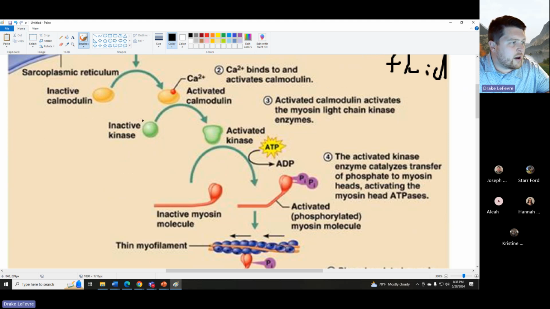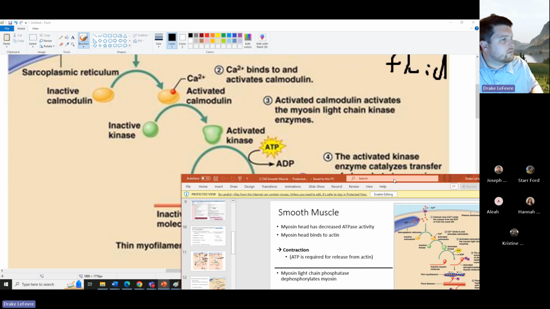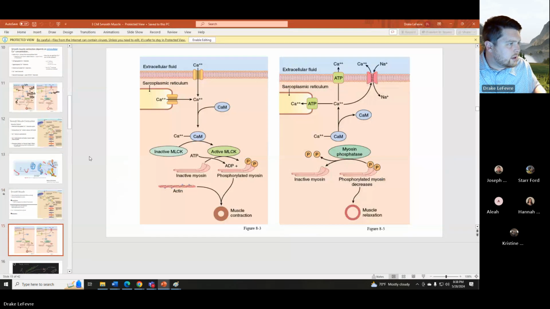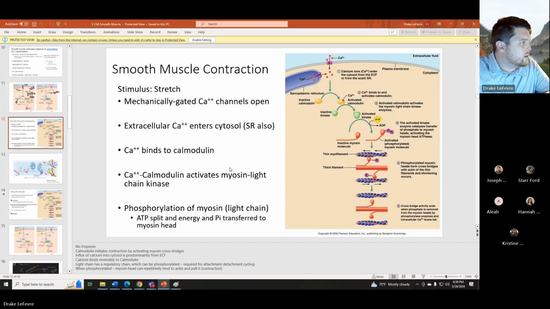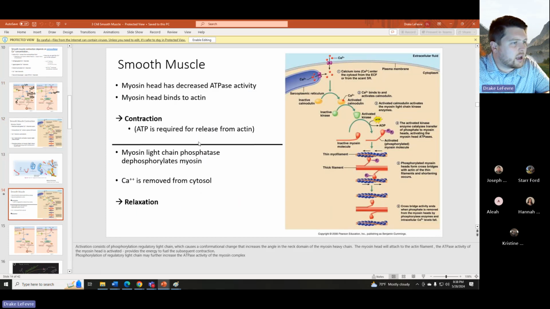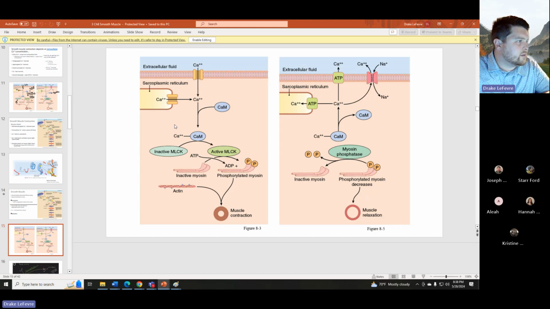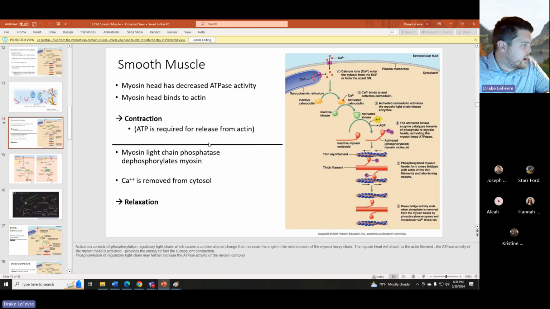Then we have a kinase. This is the specific name of the kinase. I always remember it as the Martin Luther King kinase, MLCK. What does it actually stand for? Myosin light chain. It's myosin light chain kinase.